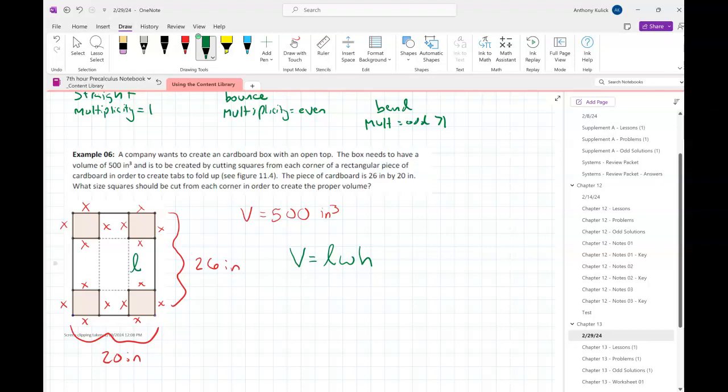Okay. So that dashed line would be your length. This dashed line would be your width. But what would your height be?